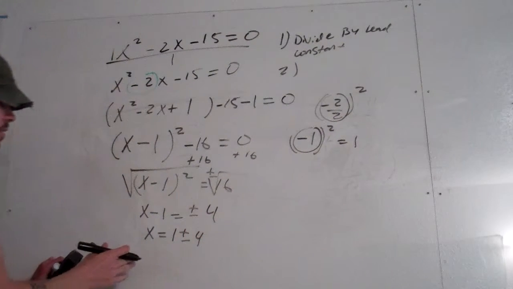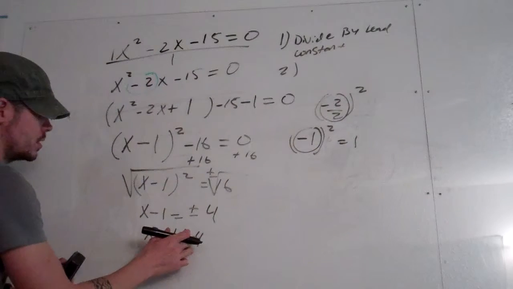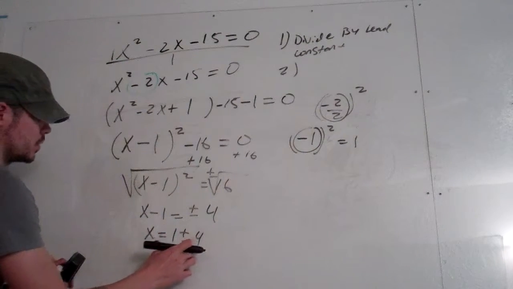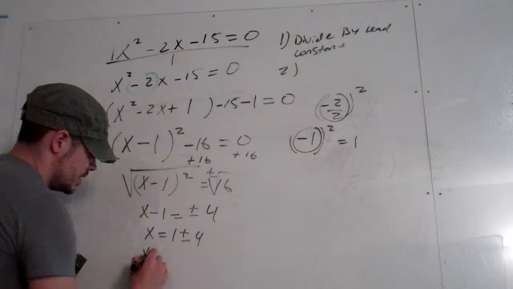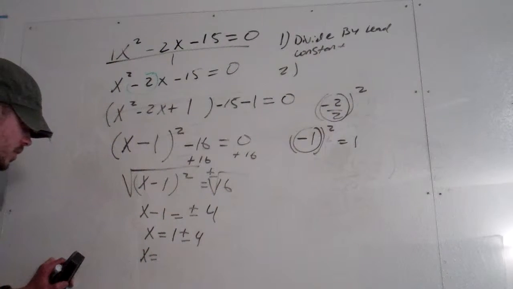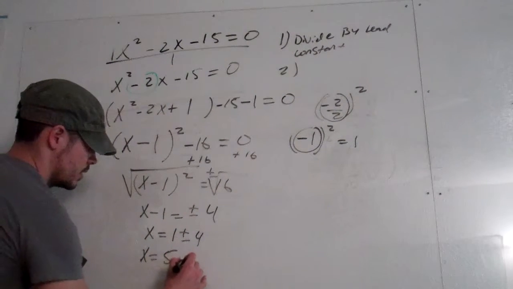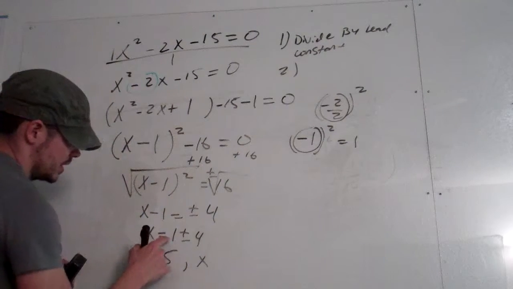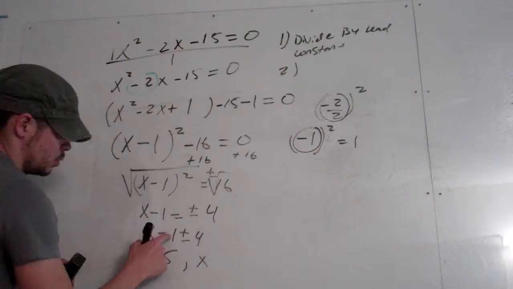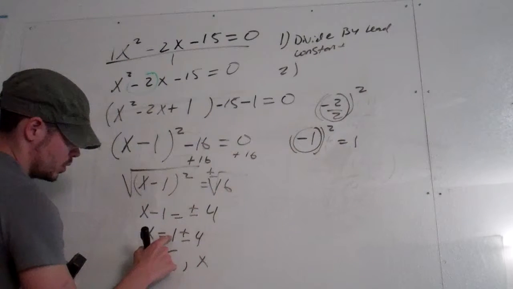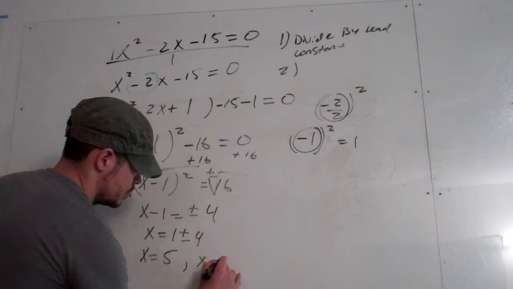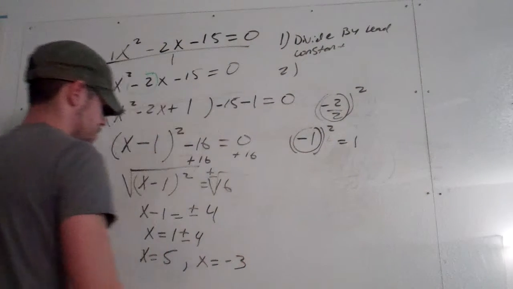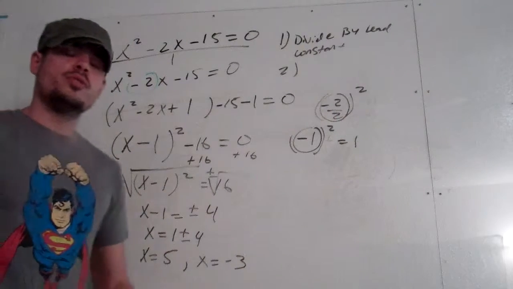So x is either equal to 1 plus 4 or x is equal to 1 minus 4. So x is equal to 5, that's 1 plus 4, and x is equal to 1 minus 4. What's 1 minus 4? x is equal to negative 3. So there are our 2 points.